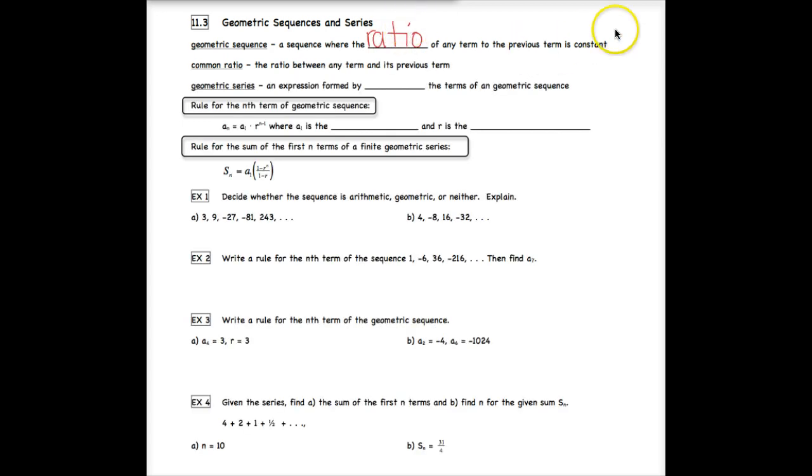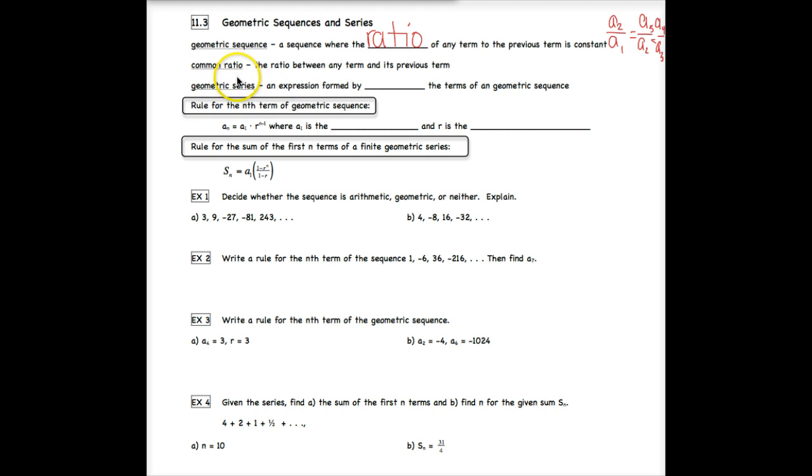So meaning that the second term divided by the first term would equal the third term divided by the second term would equal the fourth term divided by the third term. So you're taking the one after, dividing it by the previous. Whatever you get should stay constant throughout. We call that the common ratio.